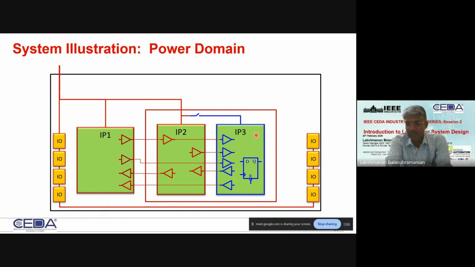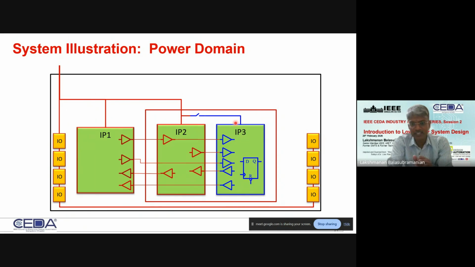But as you see here, this IP3 is now cut off. If you give it a long time, this rail can settle to ground because of the leakage, and which means any output signals going from IP3 can be seen as floating. So now you understand why I introduced CMOS floating in the previous example as one of the scenarios. When it's floating, what happens? This can be mid-rail.